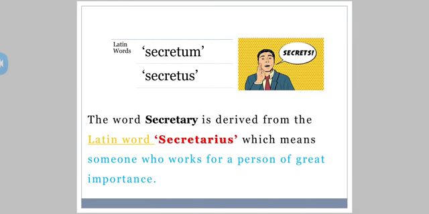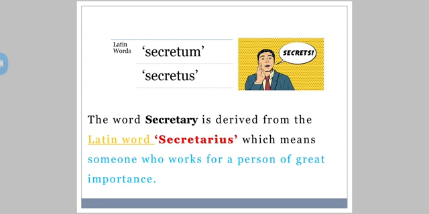Now see here, there are two Latin words, secretum and secretus, which mean secrets. So the word secretary is derived from the Latin word secretarius, which means someone who works for a person of great importance.